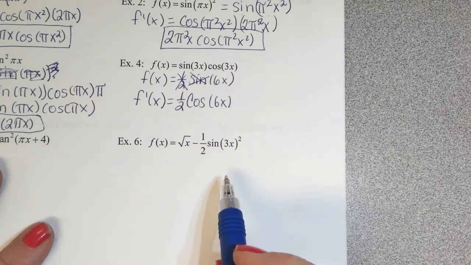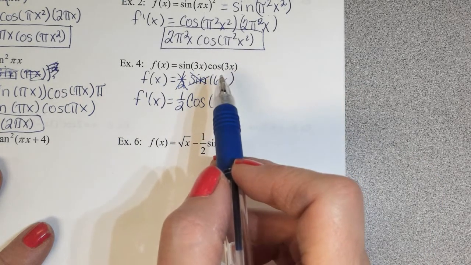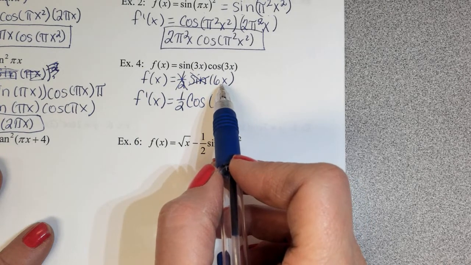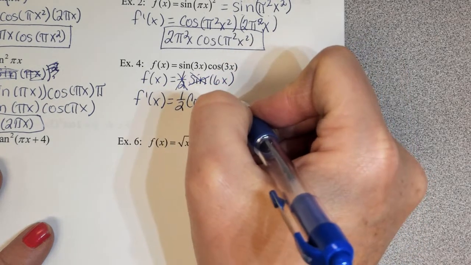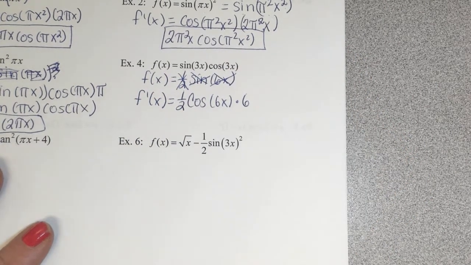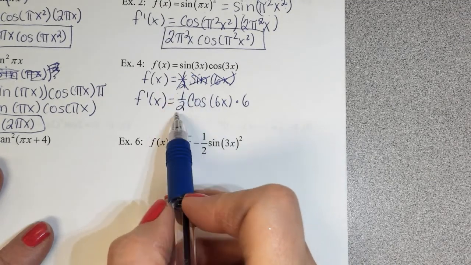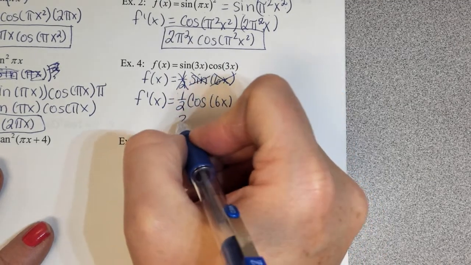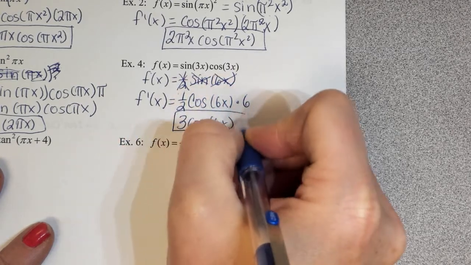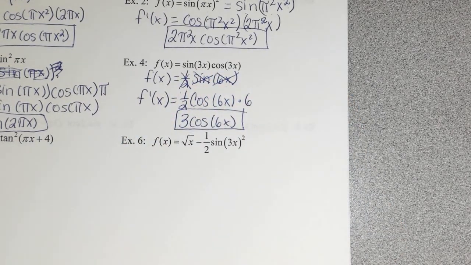I just took the derivative of sine. I'm done with that. I'm working my way inside the parentheses. So what's the derivative of 6x? 6. Can you see how now I know I'm finished? I worked my way all the way inside. So now half of 6 is 3. Cosine of 6x. That's going to be our final derivative. And it's completely simplified. Nothing else we can do.